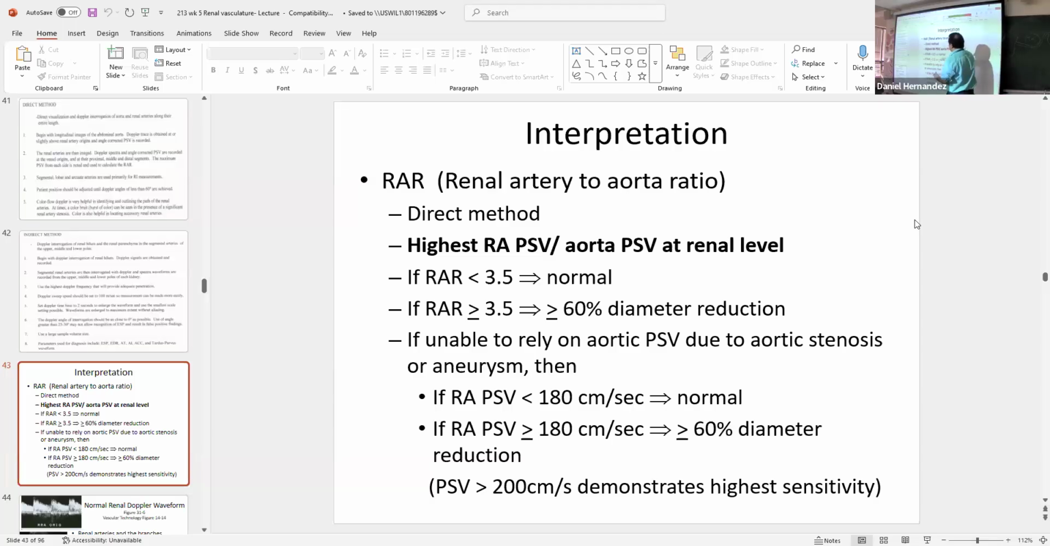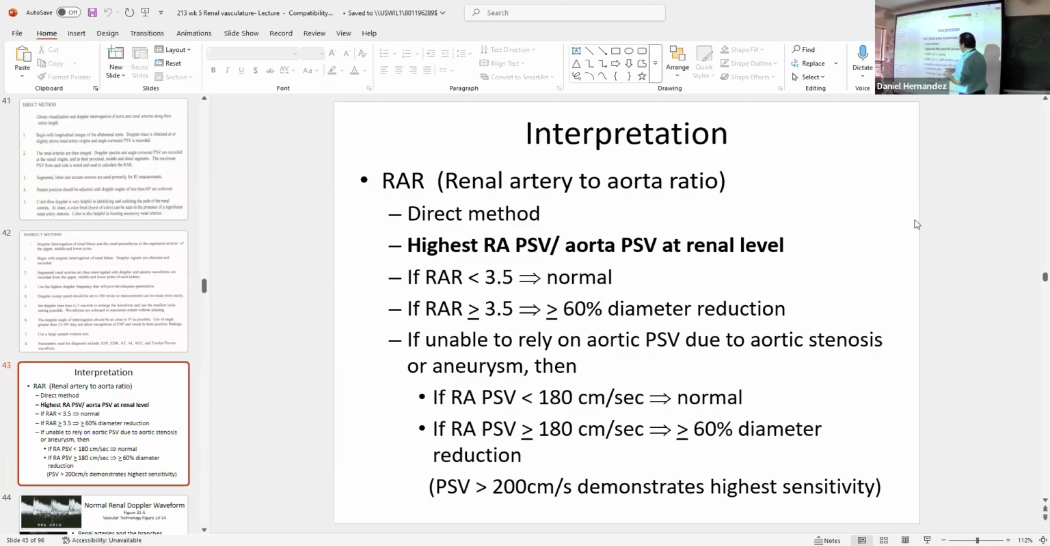So with that RAR, we do the highest renal artery peak systolic velocity divided by that aortic velocity that we got at that mid segment. So it all starts with that aortic image. That's going to be our denominator.